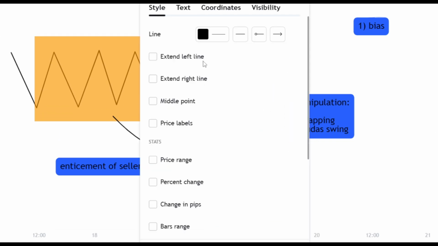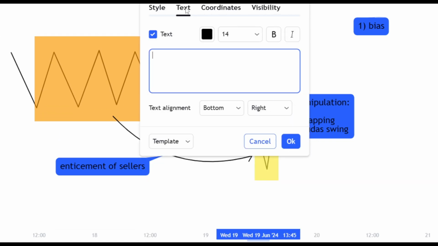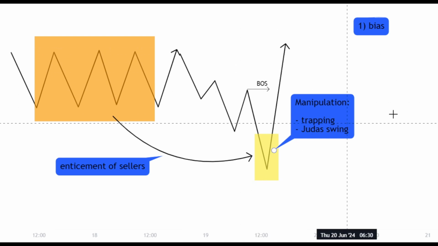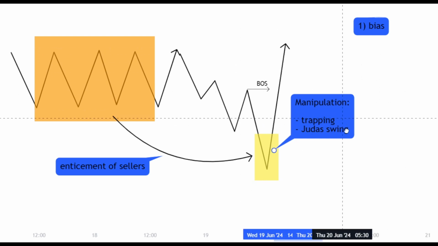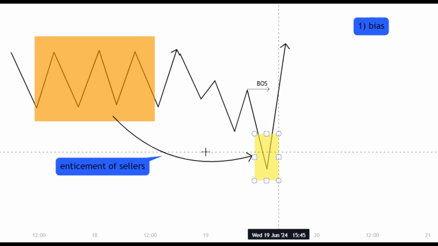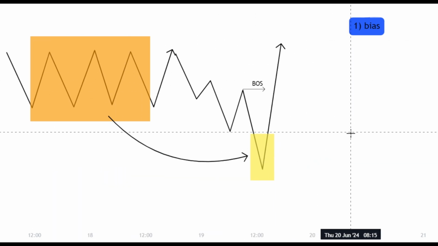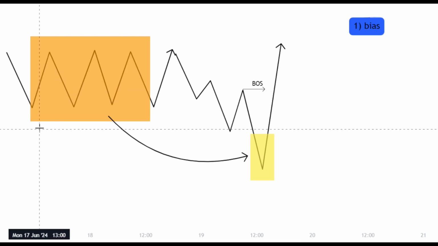So let's label this BOS, right? Or people call it market structure shift, we call it a breaker structure, right? BOS, break of structure. Now, what does the breaker structure represent to us, right? The liquidity sweep is a manipulation. Now, the breaker structure shows signs of distribution, right? So this is the third phase of the power of three.